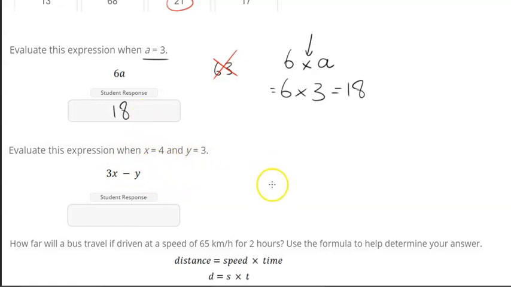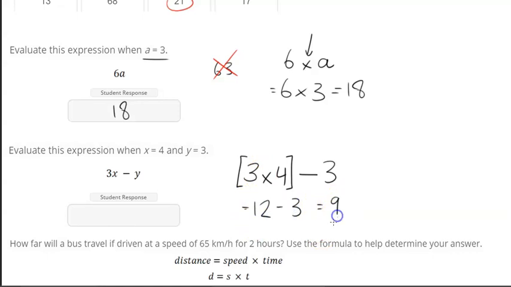So x is equal to 4. This will be 3 times 4. This is the first thing we need to work out, so I'm just going to put these little brackets to indicate that this needs to be worked out first, minus whatever y is equal to, which is 3. 3 times 4 is 12, so 12 minus 3 is equal to 9. So the correct response is 9.